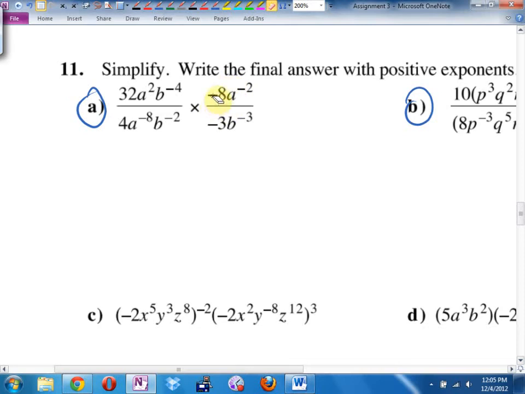In other words, this negative is going to stick around because there's an invisible 1 right there, and 1 is odd. This negative right here is going to stick around because there's an invisible 1 right there, and 1 is also odd. So I'm going to have a negative divided by a negative. What is a negative divided by a negative?